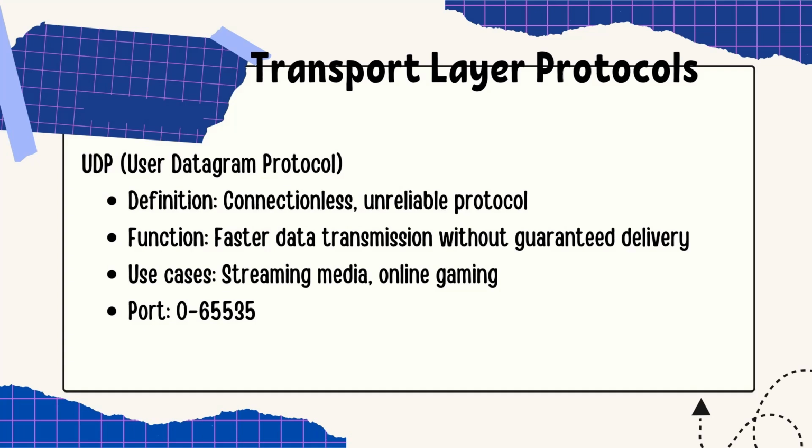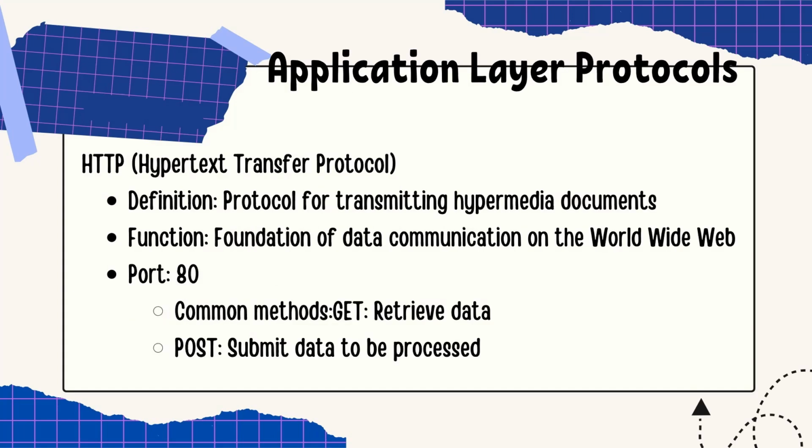UDP, User Datagram Protocol, is a connectionless protocol that prioritizes speed over reliability. It's used for applications that can tolerate some data loss, like streaming media or online gaming. UDP doesn't guarantee packet delivery or order, but offers lower latency than TCP.